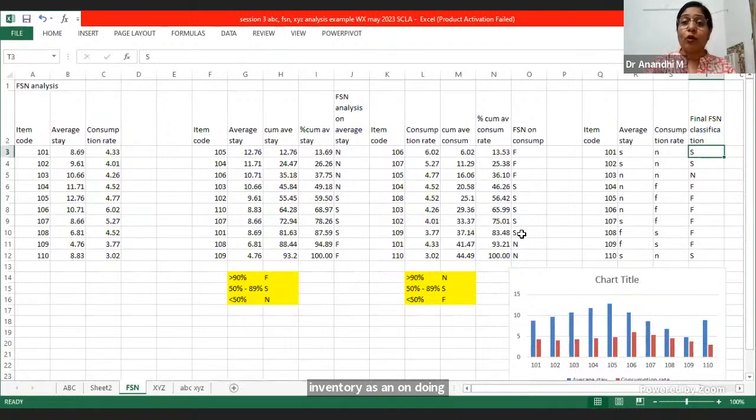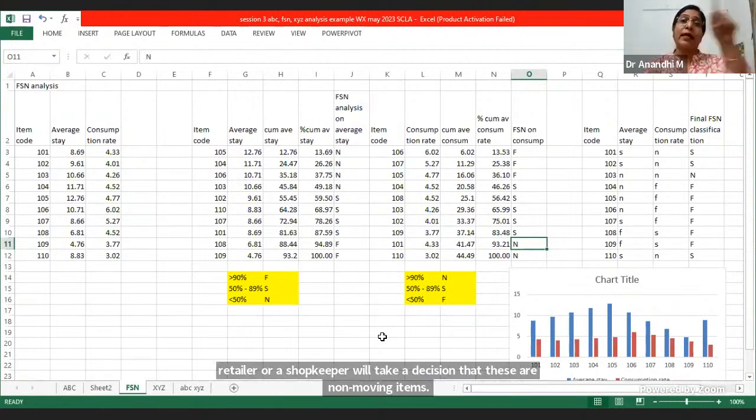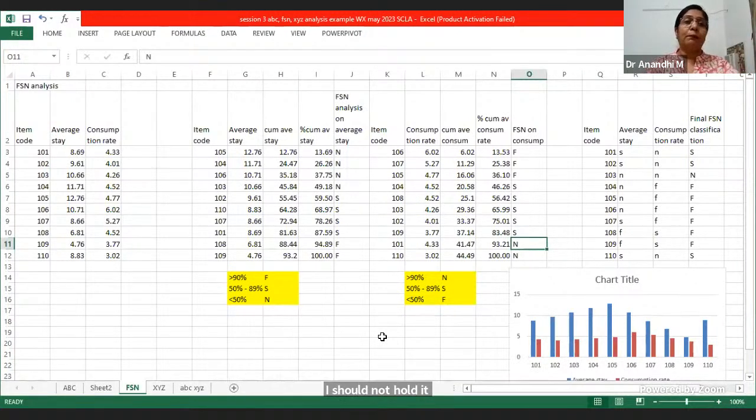Otherwise, you have a threat: imagine these two items are totally not there. Then you are doing FSN analysis, and based on this percentage allocation, a few of your slow moving items will go and sit in the non-moving items. But you, as a retailer or a shopkeeper, will take a decision that these are non-moving items and you should not hold inventory at all. But then there may be demand for that product. People may come and ask you, tell me that item.